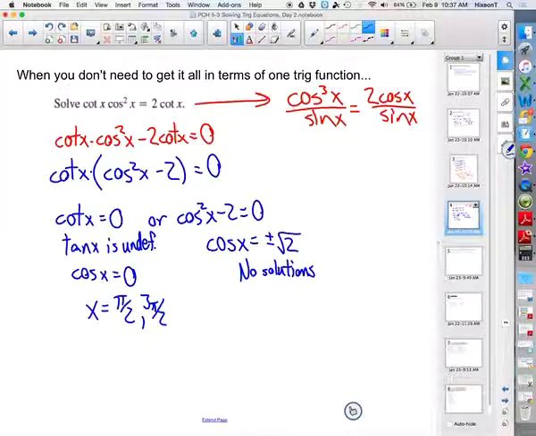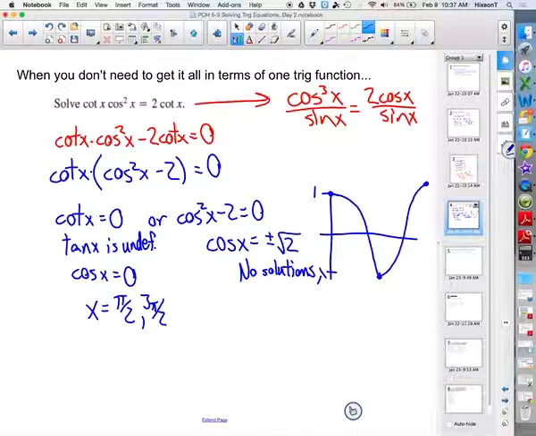Do you guys know? 1.414, okay? So, what do we know about cosine? Cosine goes from negative 1 to 1. This is why we gotta know our graph of cosine. It goes from 1 down to negative 1 and then back up to 1. It's never gonna equal 1.4. So, there's no solution from that part.